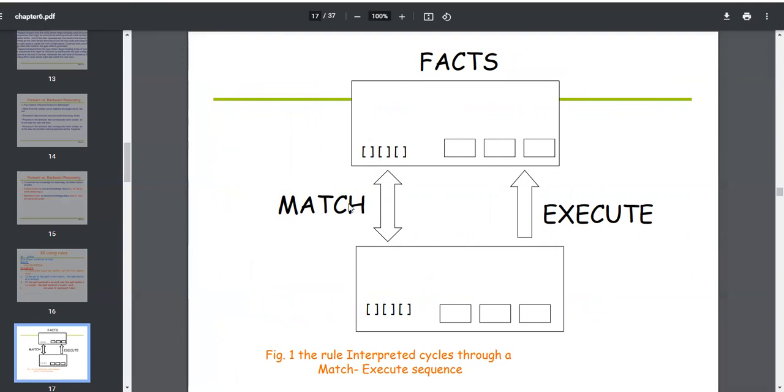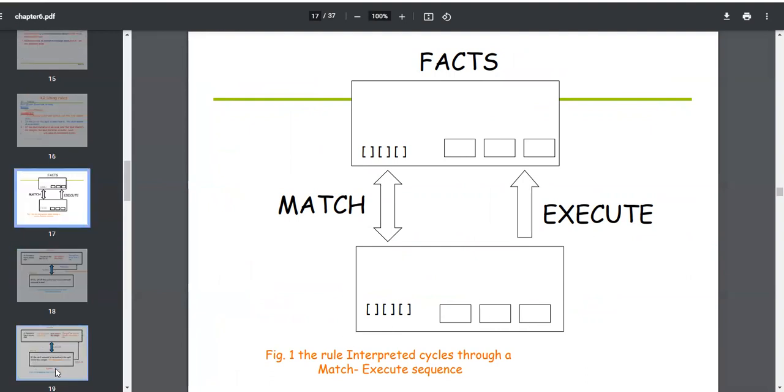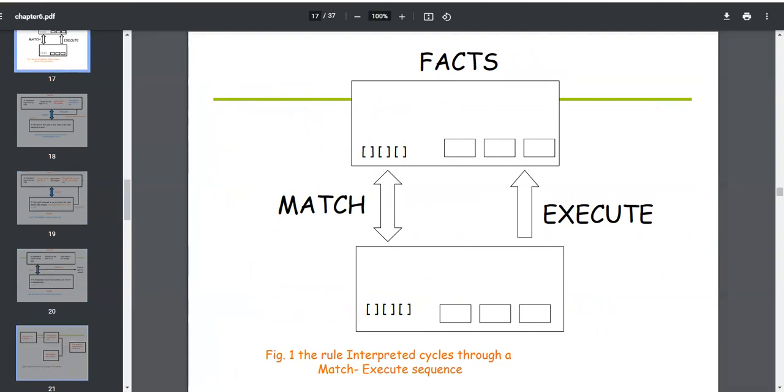We will have facts, and then we are going to have rules here. Now we will try to match the facts with the rules, and then we'll execute those rules, and we'll get facts again, certain facts available or new facts created, and again we will try to match them with further rules, and so on. So this is how we are going to proceed.